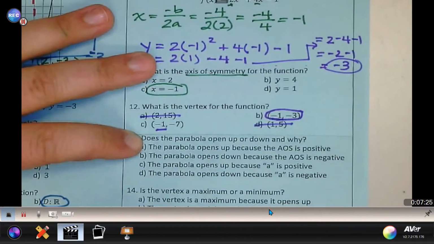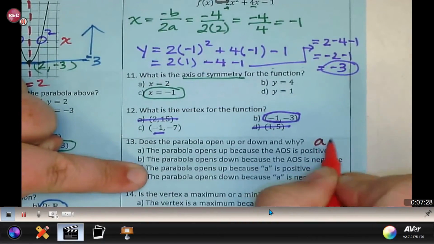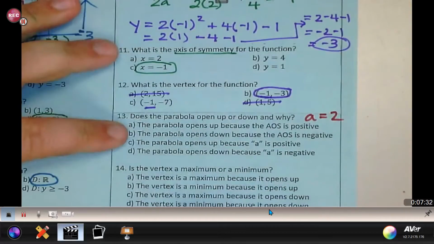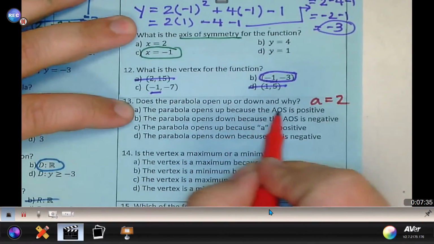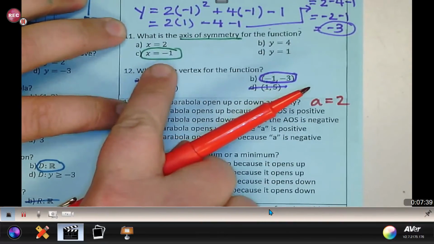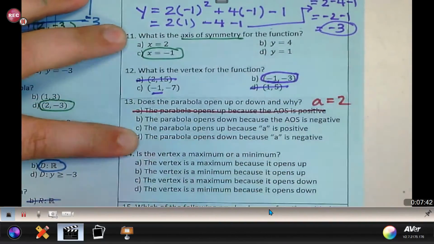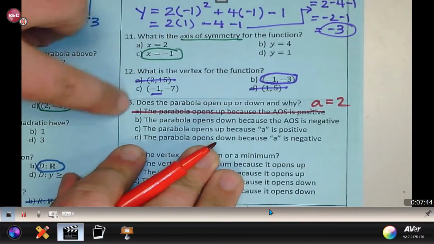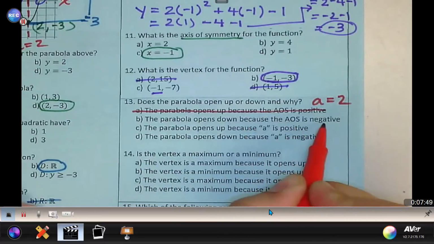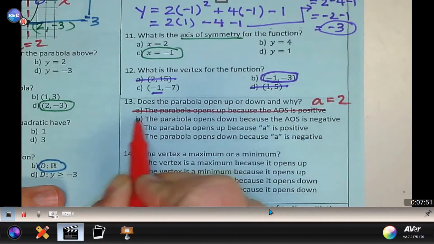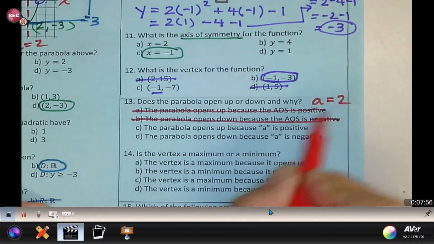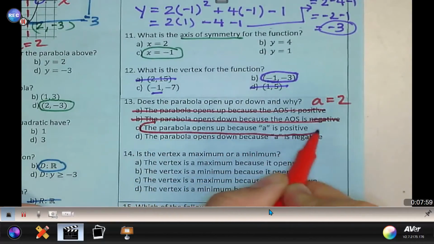Okay, then it says, does the parabola open up or down, and why? So that has to do with the a value. My a value from up here is 2. The parabola opens up because the axis of symmetry is positive. Well, firstly, the axis of symmetry is negative, so for sure that's not true. The parabola opens down because the axis of symmetry is negative. Nope, that's not true, because the 2 means it opens up. The parabola opens up because a is positive. That is what I'm looking for.